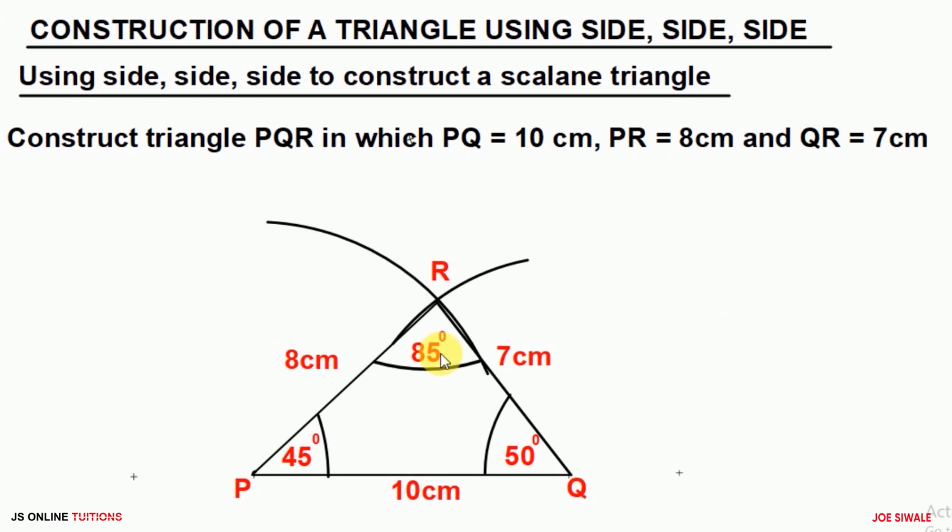So if we add all these angles in triangle PQR, they need to give 180 degrees. So if we say 45 degrees plus 50 degrees plus 85 degrees, that's going to be 180 degrees. So that's how we can construct triangle PQR.